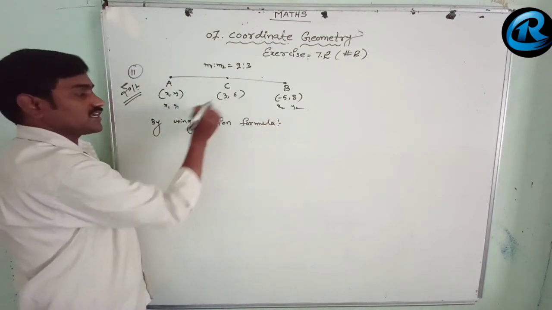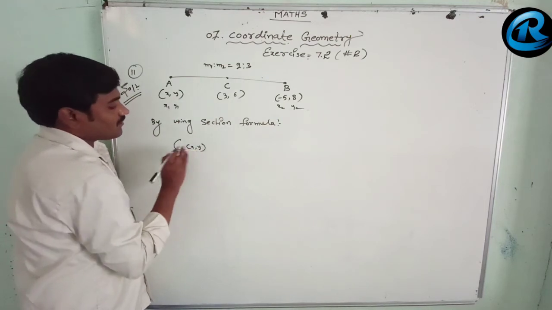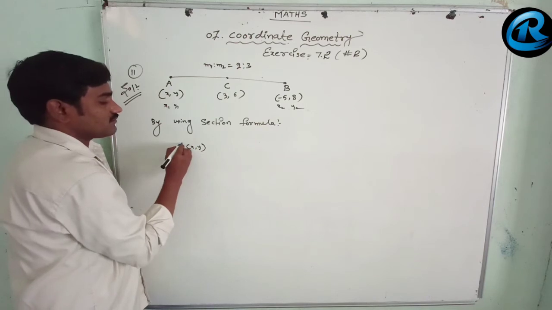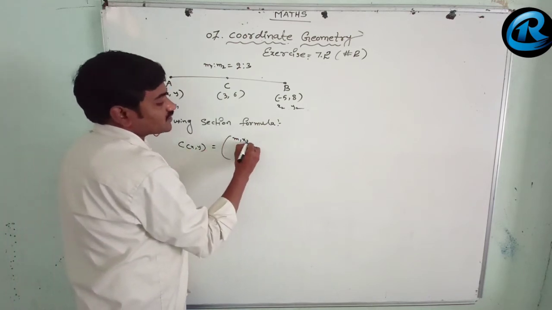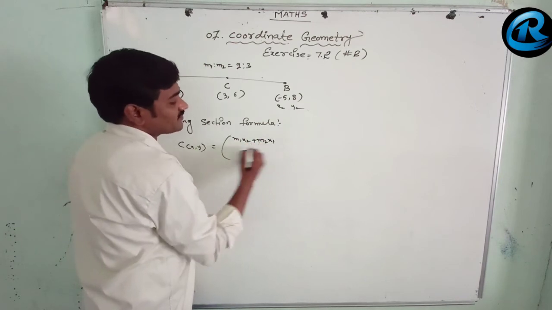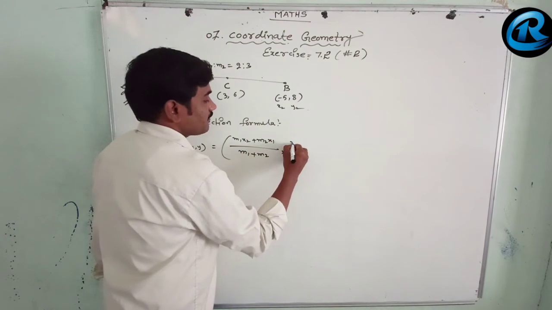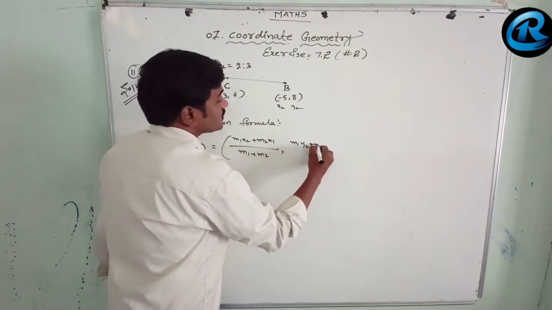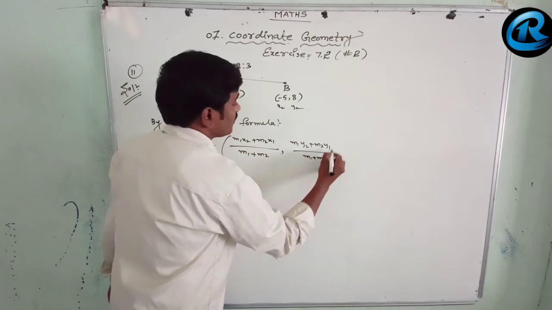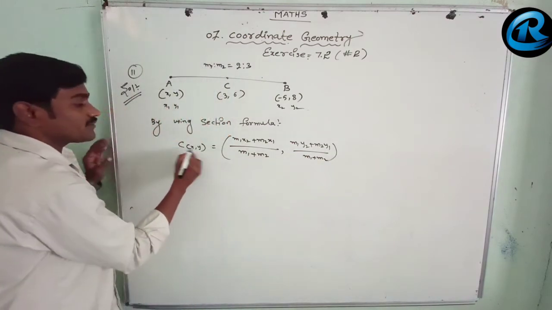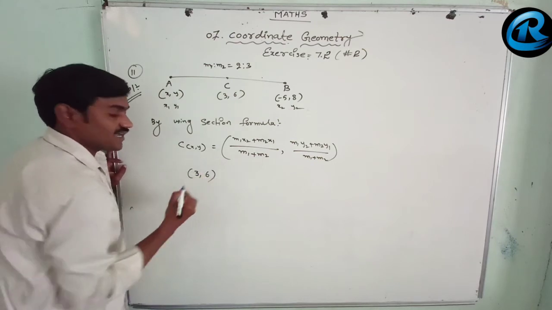we can write C (x, y). So C (x, y) is equal to what? (m1 x2 plus m2 x1) by (m1 plus m2), comma (m1 y2 plus m2 y1) by (m1 plus m2). Here C (x, y) is nothing but (3, 6). Already the value is given, 3 comma 6.